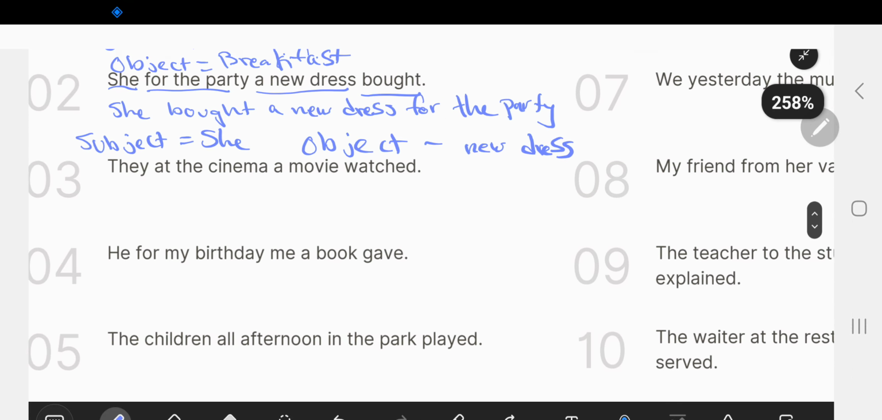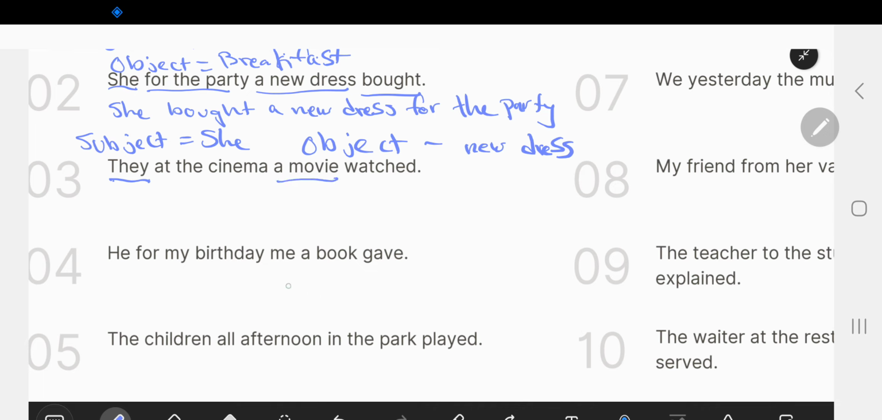Okay, so I hope you have done the exercise. They at the cinema, a movie watched. This is they watched a movie at the cinema. That is the translation. What is the subject? They. And then what did they watch? A movie. That would be the object.